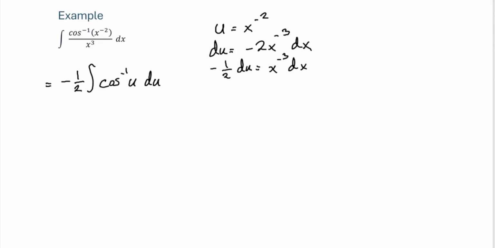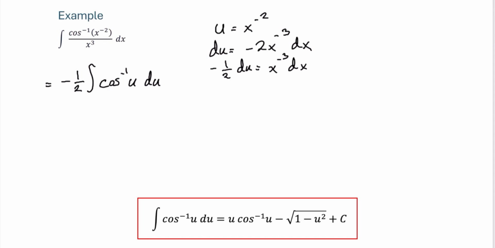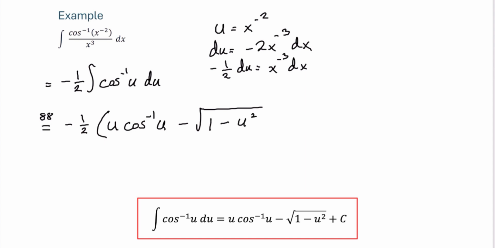At this point, we'll look through the table of integrals. And again, I'm not going to scroll through all of them in this video. I'll just give you the one that we need here. I'll indicate that this is number 88 in our book. And let's use it. We have negative 1/2 out front. And then using the rule, u inverse cosine of u minus the square root of 1 minus u squared plus c.